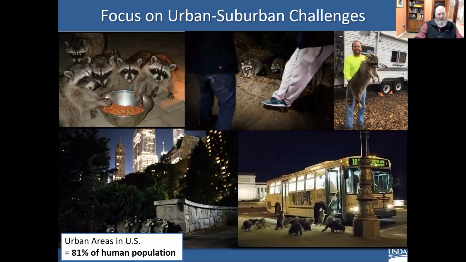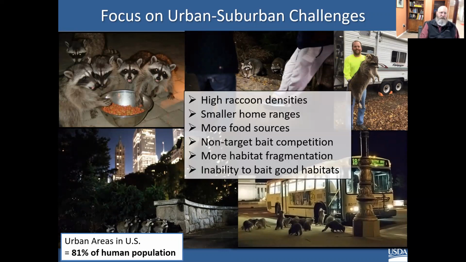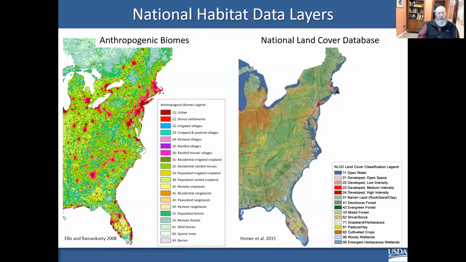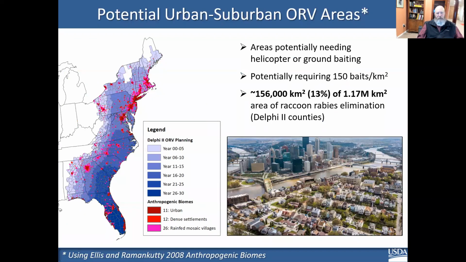And again, that focus has gotten back down to the urban-suburban challenge, where we have those high densities of raccoons, non-target bait competition, and lots of supplemental food for raccoons. So we're trying to figure out how to identify what we consider that urban environment. Recently, we started looking at a different layer on GIS and decided that about 13% moving forward, as we try to march raccoon rabies back to the ocean, is going to involve this urban-suburban habitat. So we have a big job ahead of us and want to make sure we figure that out.